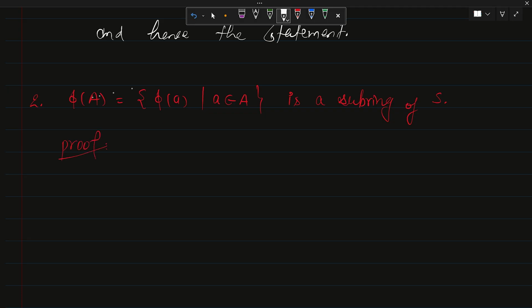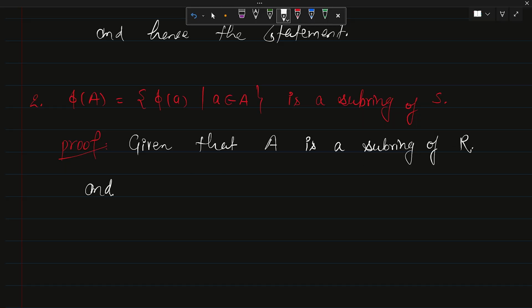अब यहाँ पर हमें given था that A is a subring of R, ठीक है? And what about phi A? Phi A is defined as phi of a, where this a is coming from the subring A, ठीक है? Obviously अगर phi R to S में एक मैपिंग है तो phi of A, ये जो भी सेट बनेगा that will be a subset of S.